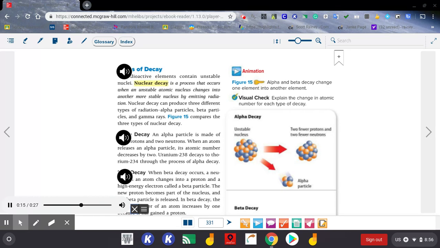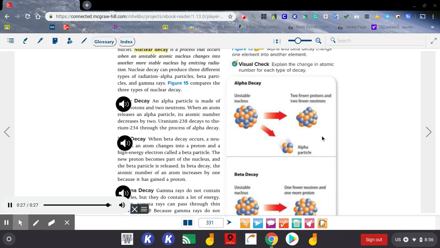radiation. Nuclear decay can produce three different types of radiation: alpha particles, beta particles, and gamma rays. Figure 15 compares the three types of nuclear decay. Alpha decay. An alpha particle is made of 2 protons and 2 neutrons. When an atom releases an alpha particle, its atomic number decreases by 2. Uranium-238 decays to thorium-234 through the process of alpha decay.